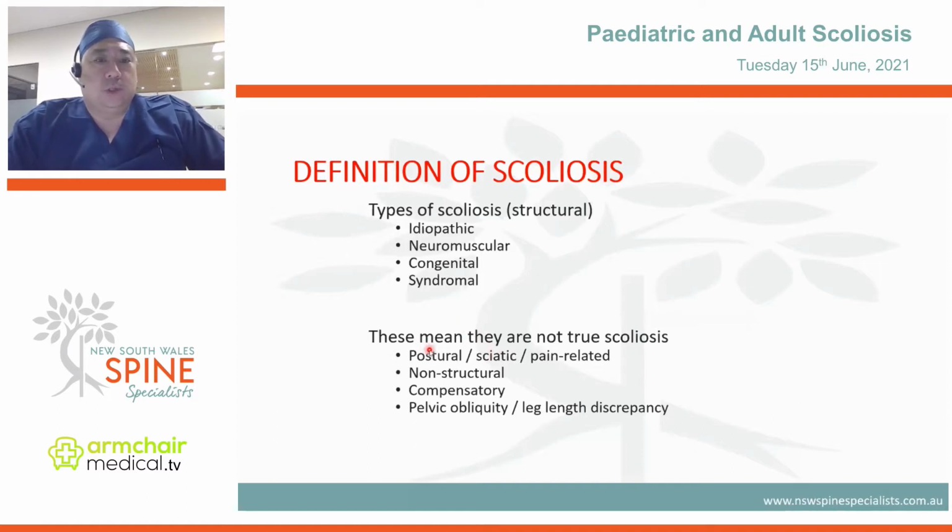So these types of scoliosis listed below are not truly what we call a structural scoliosis. They are postural or sciatic or pain related. When you have a degree of pain, you will have some muscle imbalance, and therefore you'll tend to have a lean to one side or a curvature in your spine when they take an X-ray, or if you look at the patient.